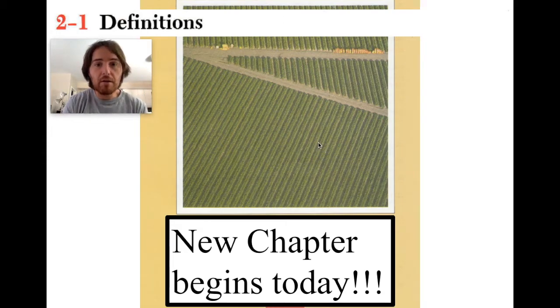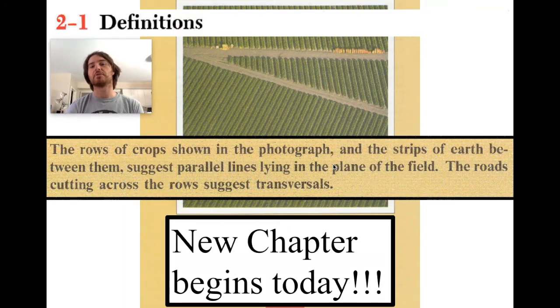So you have parallel lines here. You got some parallel lines right here. Oh, and then you have this other line that's not related to these lines here. Or maybe it is related, okay? So this line here that's crossing these many parallel lines, it's actually something called a transversal. So the book kind of talks about that at the beginning, and we'll define what a transversal is for you today. It says here, the rows of crops showed in the photograph and the strips of earth between them suggest parallel lines lying in the plane, right?